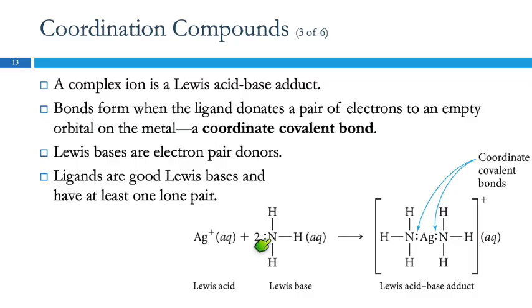The way this works is this is going to make a coordinate covalent bond where the Lewis base is going to donate both electrons for the bond. So these two electrons in this coordinate covalent bond both came from the ammonia. It's being very generous in sharing with silver. And here's the other ammonia also being very generous in sharing with silver. So it's different than a regular covalent bond where each atom contributes one electron. So the ligands are good Lewis bases.